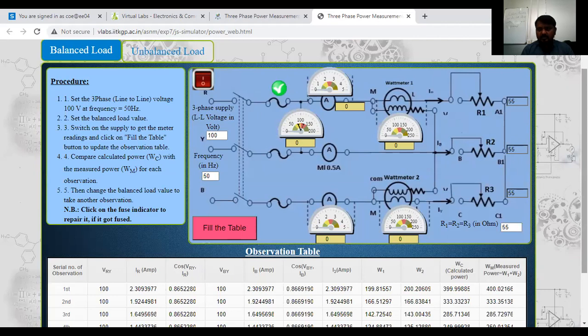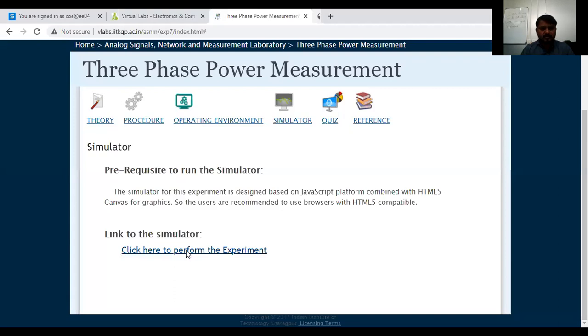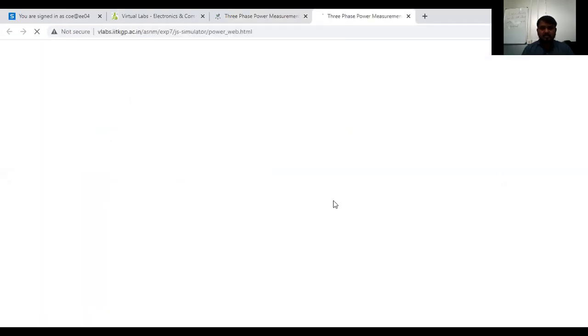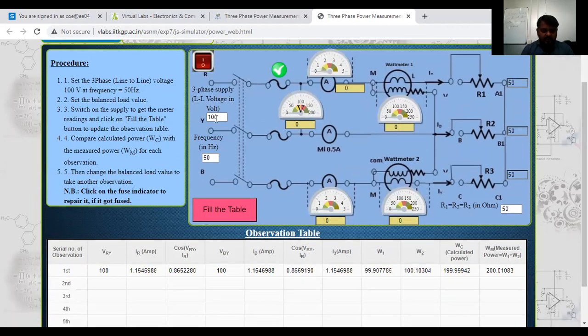I will clear the table, just a minute. I'll close this one. Okay, again I will click on perform the simulation. See here, I have set this one. I will set it to 50. I will set the load resistance. Here I have taken 100. I will switch that on. Okay, I will fill the table here. For 100 volts it is over. Okay, next instead of this one I will take 150 volts. Again I will switch on.